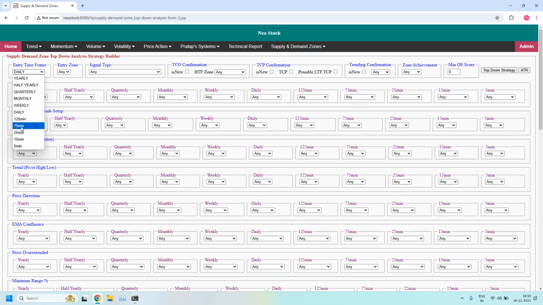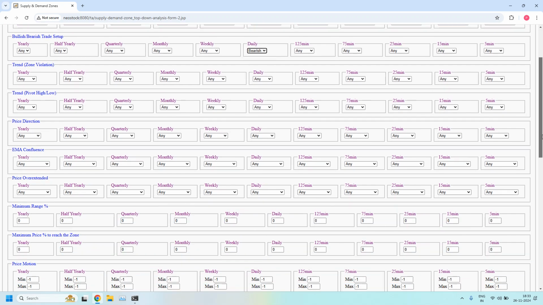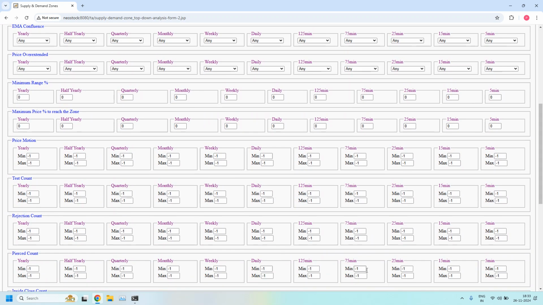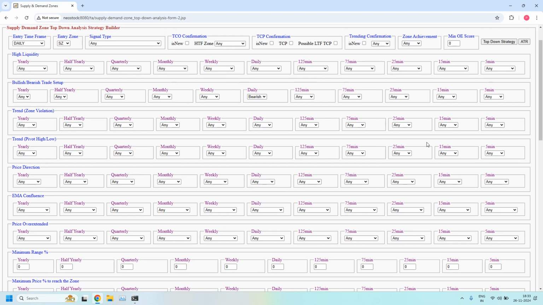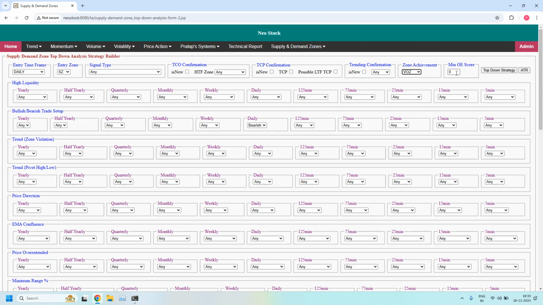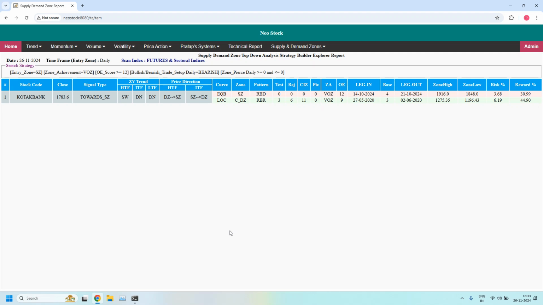Entry time frame daily. Entry zone is supply zone. In bullish or bearish trade setup at daily, I am selecting bearish. These daily supply zones should not be pierced. So in the pierced count, daily time frame, minimum value 0, maximum value 0. Zone achievement, violated opposing zone, minimum order enhancer score 12. All 3 filters are applied to daily supply zone. We got only one stock.